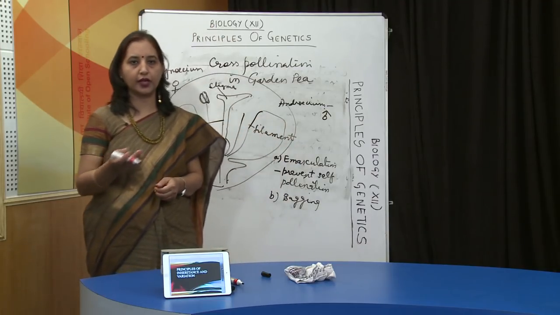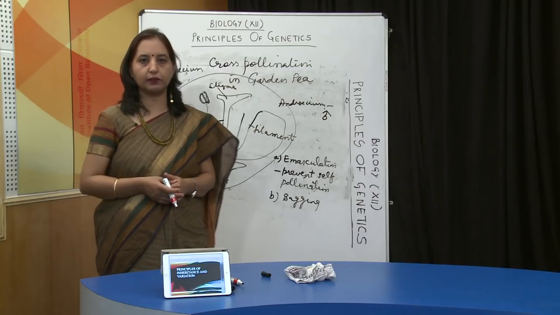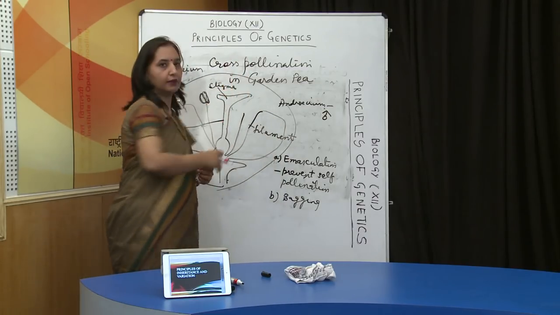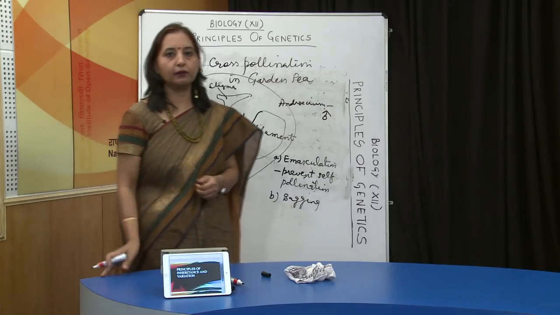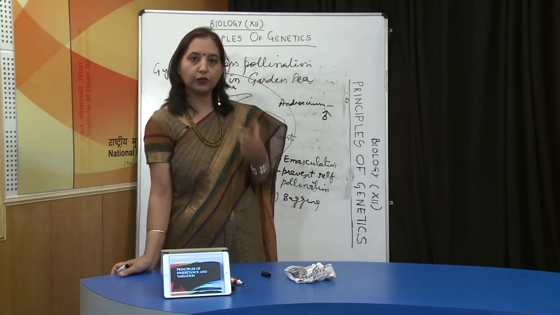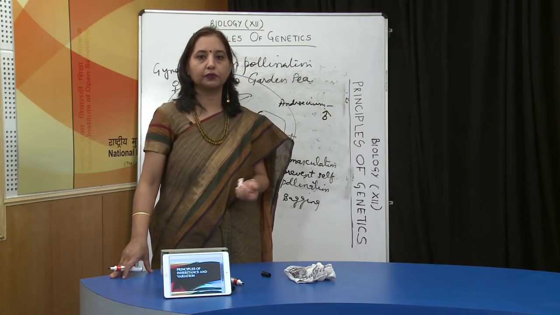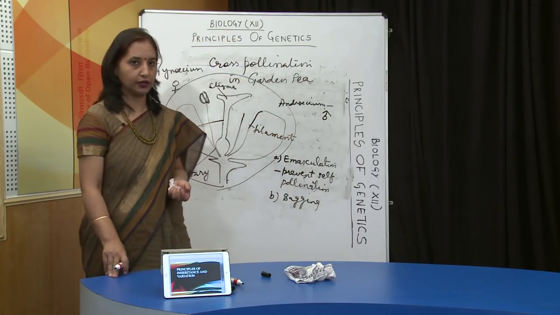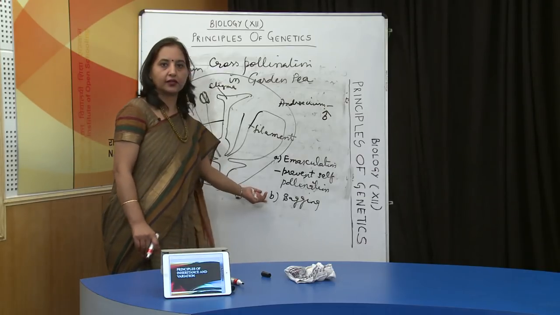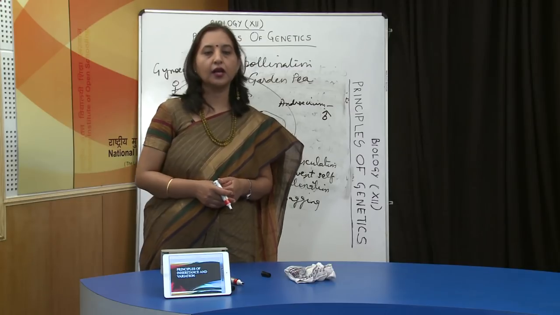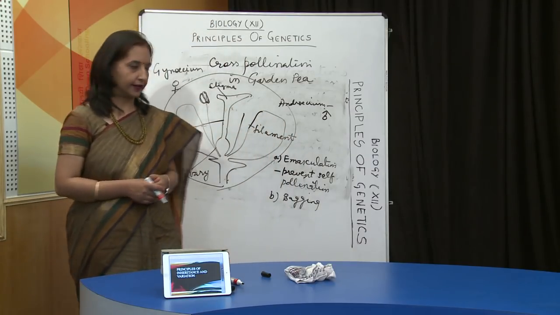There might be pollen grains coming from some undesirable plant which we don't want, and they can fall on the stigma and bring about cross-pollination. So to prevent the contamination of the stigma from unwanted pollen grains, this step was done, that is bagging, covering the emasculated flower with a polythene bag.